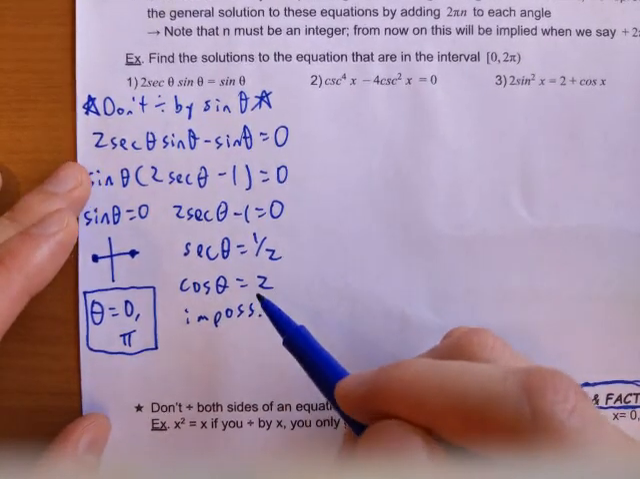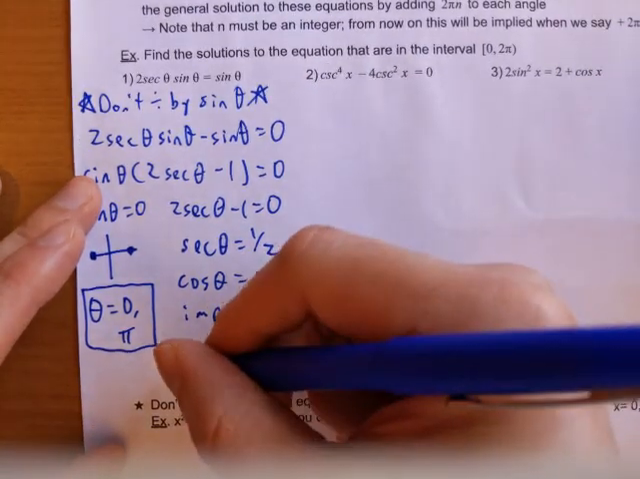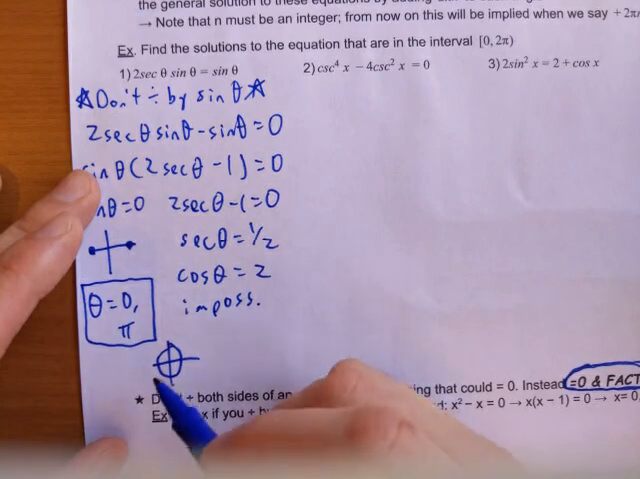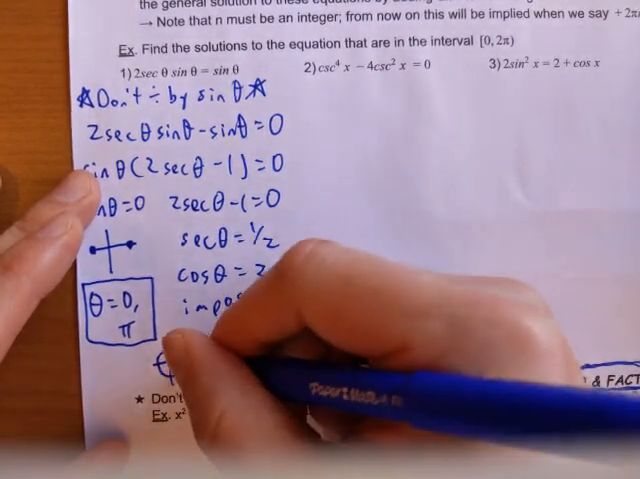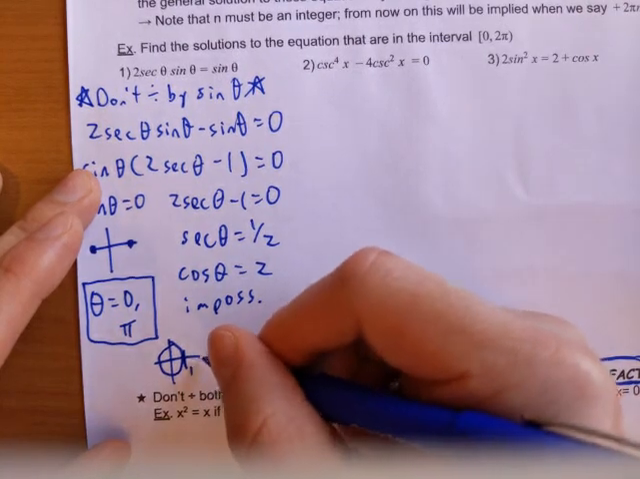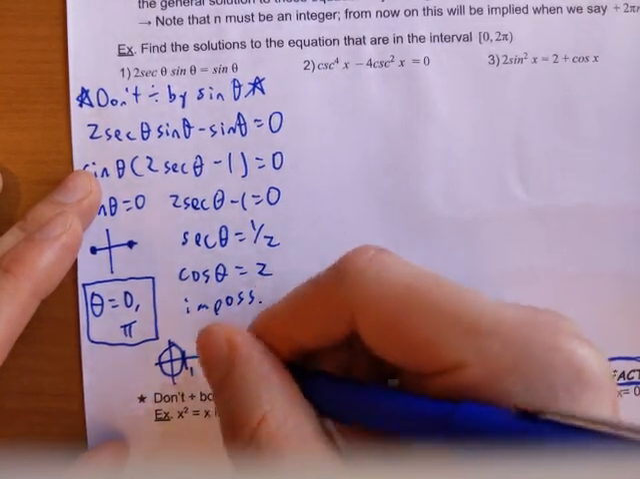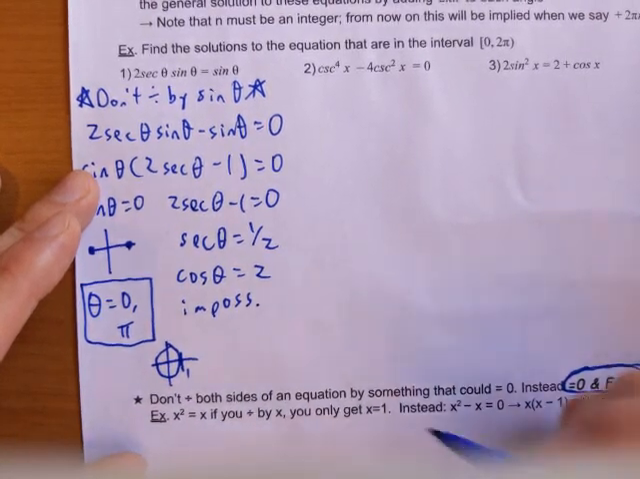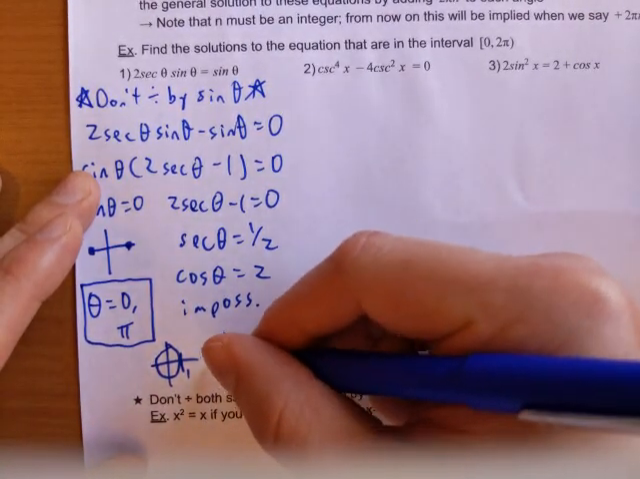If you're not sure why this is impossible, there's a couple ways to look at it. One way is to think about the unit circle. It was a unit circle because it had a radius of 1. The furthest out that it goes is 1. So if we tried to have an x-coordinate of 2, there's nowhere on the unit circle where the x-coordinate is 2. It's impossible.